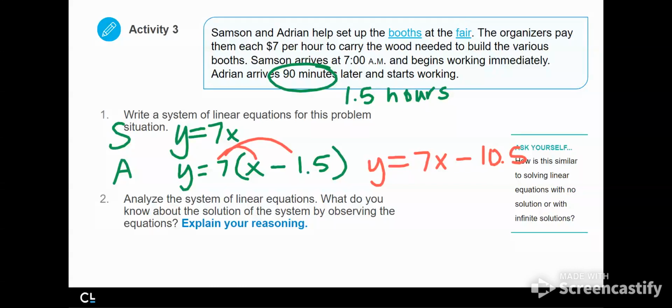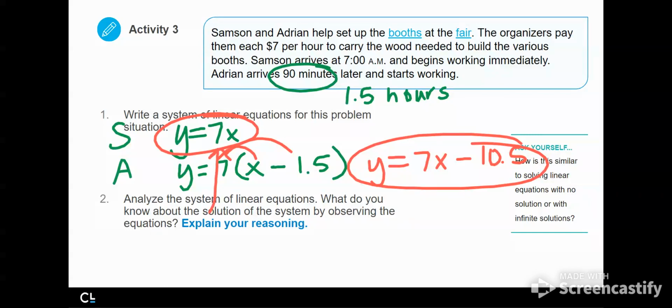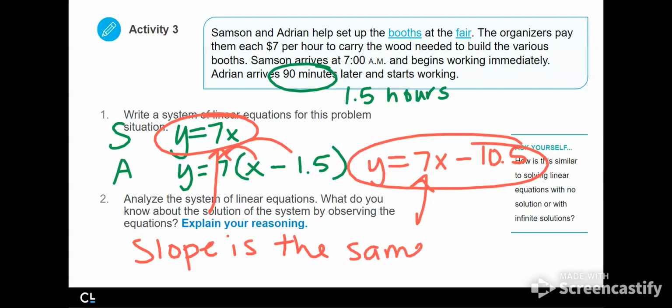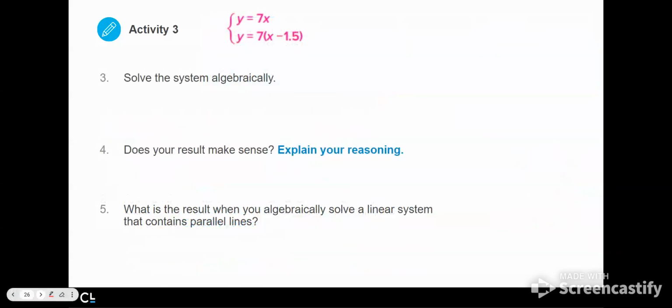Okay. Now, here are my equations. y equals 7x and y equals 7x minus 10.5. Well, what do I notice about this number right here? That slope? The slope is the same. So I know that the lines are going to be parallel, or they also could be the same line. So we know that this one is actually y equals 7x minus 10.5.